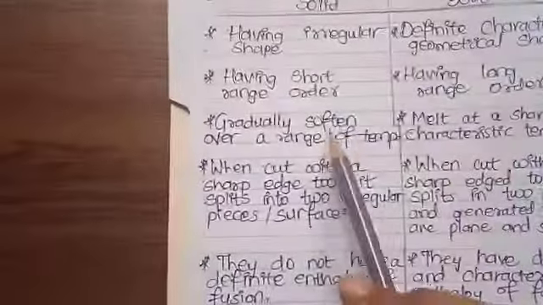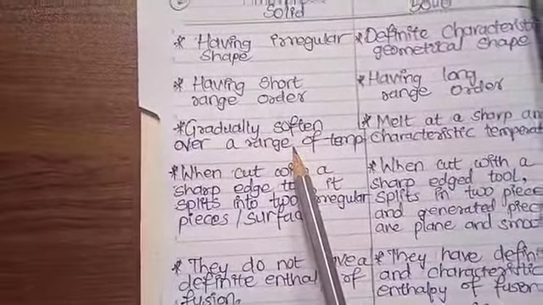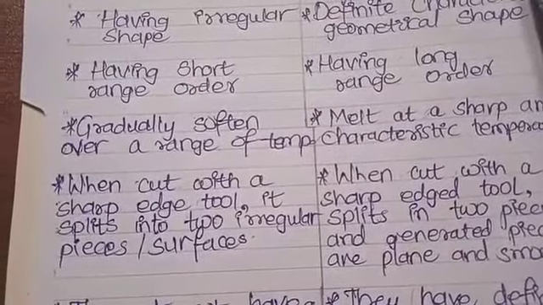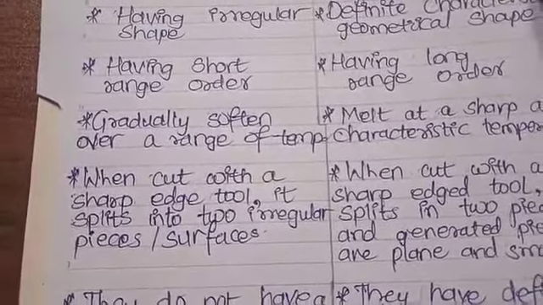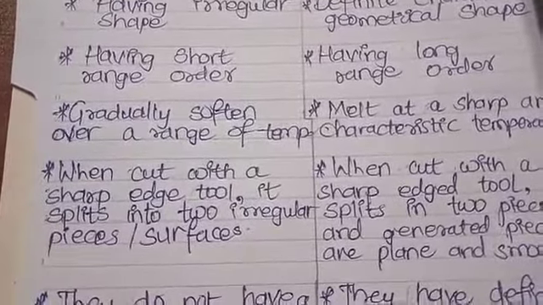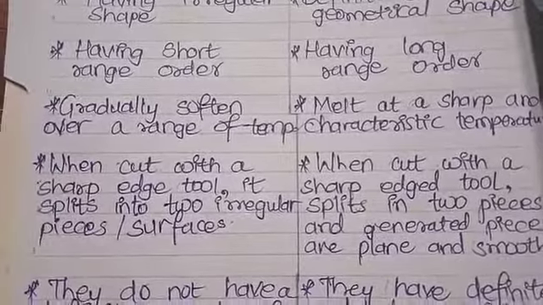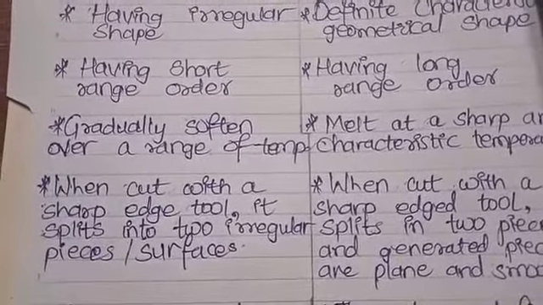And next, if I'm proceeding ahead, amorphous solids gradually soften over a range of temperature. So it is having gradually soften over a range of temperature, right? So I am going to have a certain range, right? And for crystalline solids, it melts at a sharp and a characteristic temperature. You can even write that it is having the exact point.